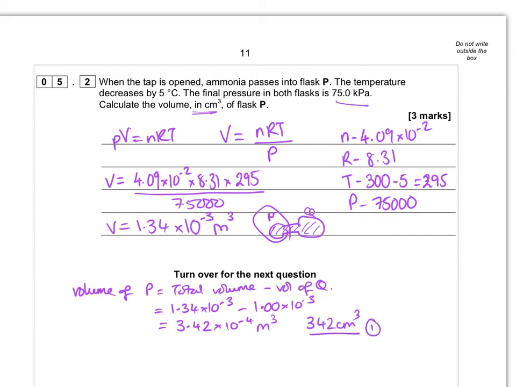So that gets us 1 mark for doing this, realising that was the total volume and subtracting the volume of Q, you get another mark. And the other mark was for correctly putting the numbers into that equation and getting the right answer. If you put the numbers in correctly and somehow managed to get the wrong answer, you would still get that mark.